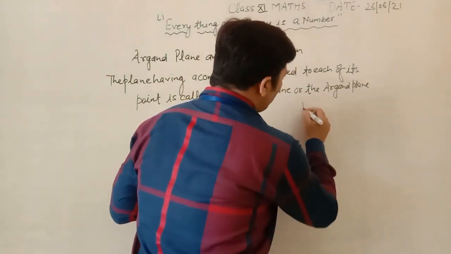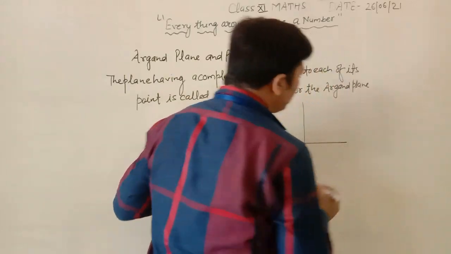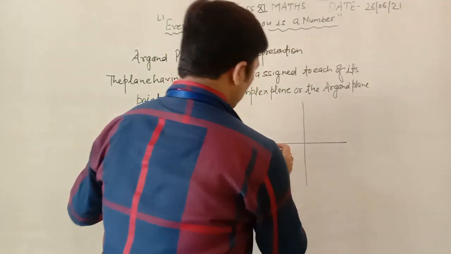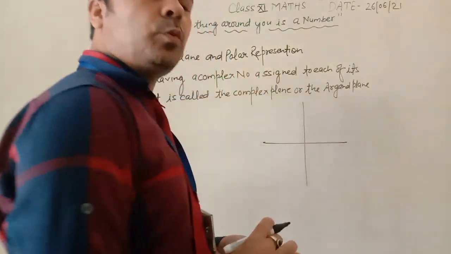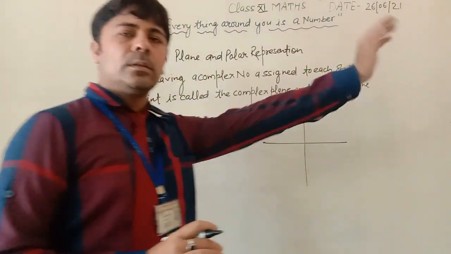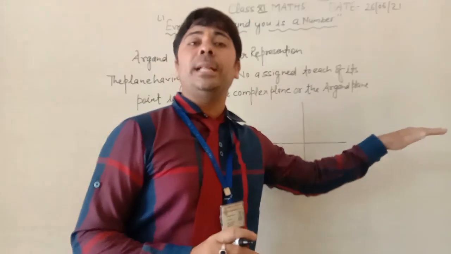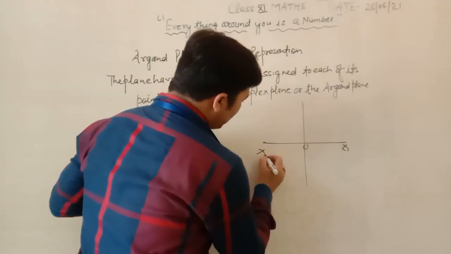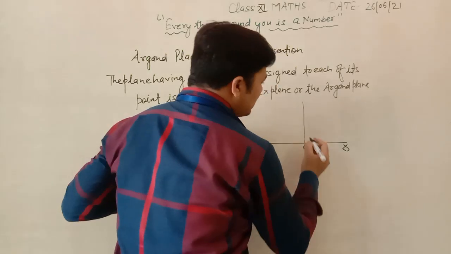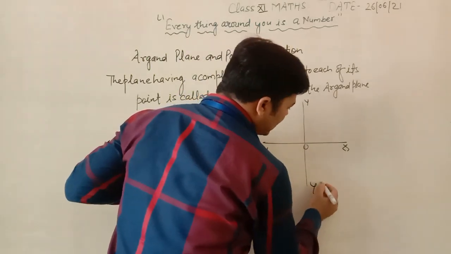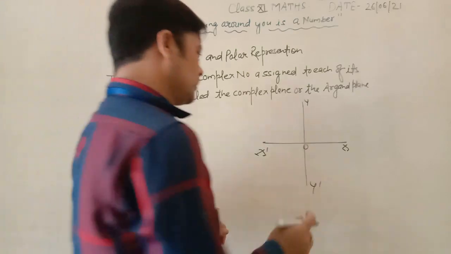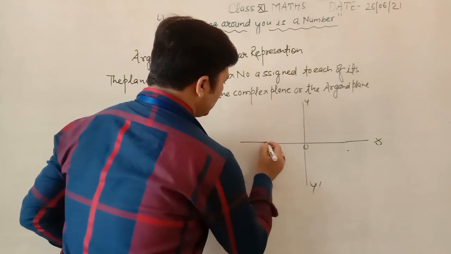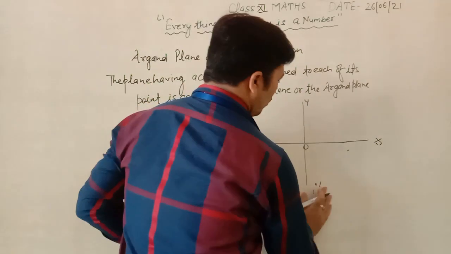You know that any plane is divided into 4 quadrants by the 2 axes. The horizontal axis is known as the x-axis, and the vertical axis is known as the y-axis.